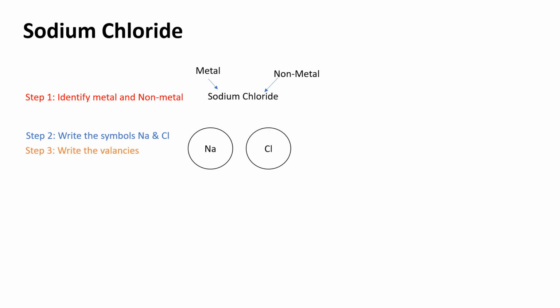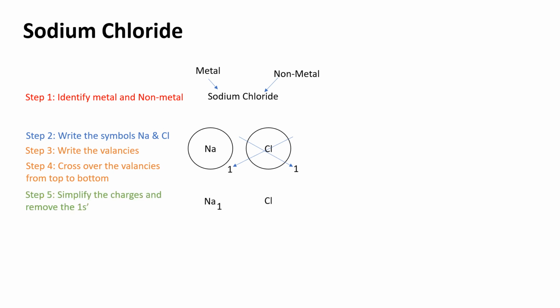Third step is to write the respective valencies on the top for each element. Here the valency of sodium is 1 and the valency of chlorine is also 1. Fourth step is to cross over the valencies from top to the bottom. Fifth step is to simplify the charges and remove the ones. Thus, we have the chemical formula of sodium chloride as NaCl.